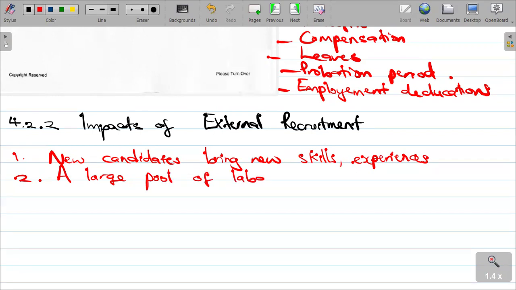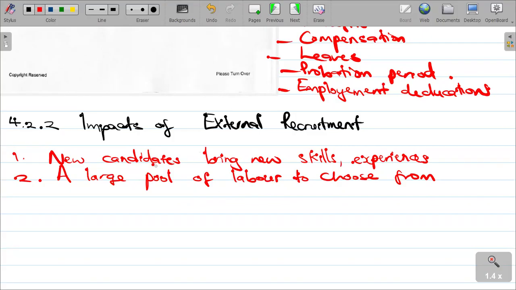Labor. When you're talking about a pool of labor, we're talking about people or candidates who have the right qualification for the job. That's what you call a pool. So there is a large pool of labor to choose from, unlike internal. And you can find that it minimizes conflict amongst the current employees.